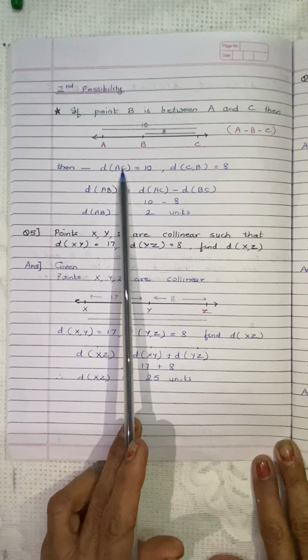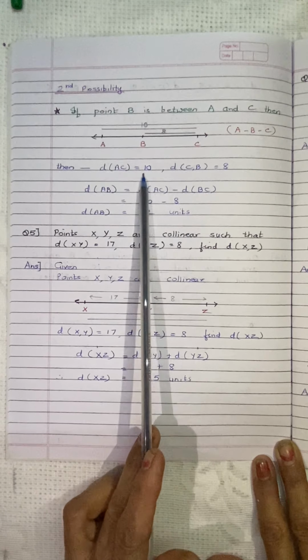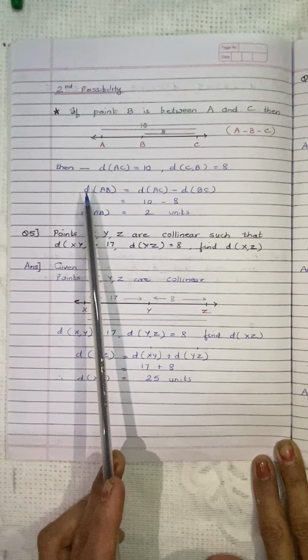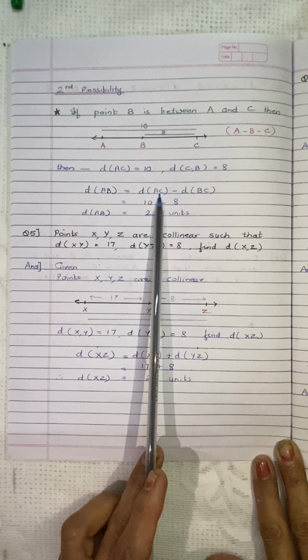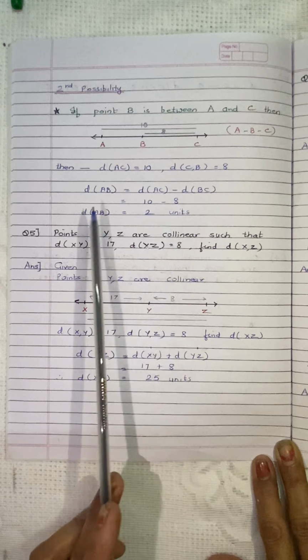So then distance AC is 10, that is, line AC is 10, and distance CB, or BC, is 8. So distance between AB is equal to AC minus BC. So 10 minus 8 is equal to 2 units. These are the two possibilities for the answer.